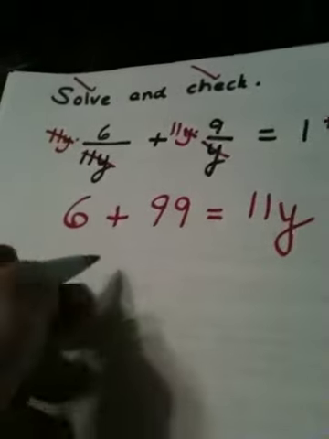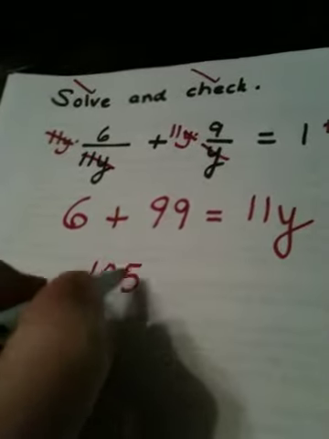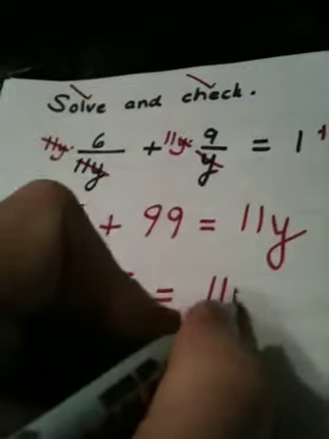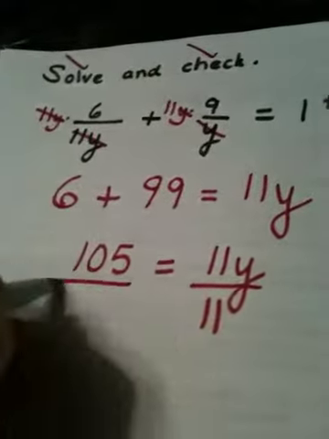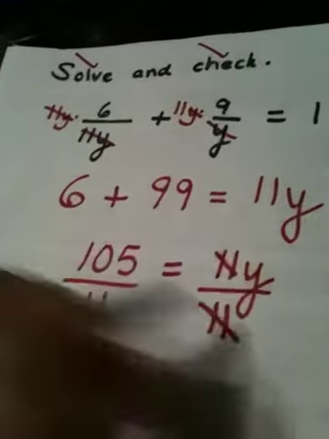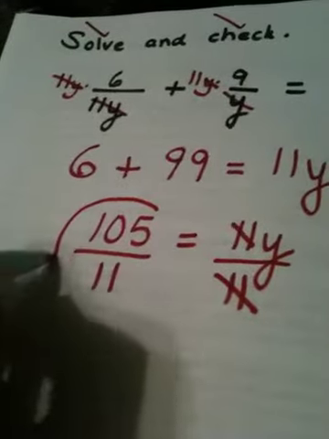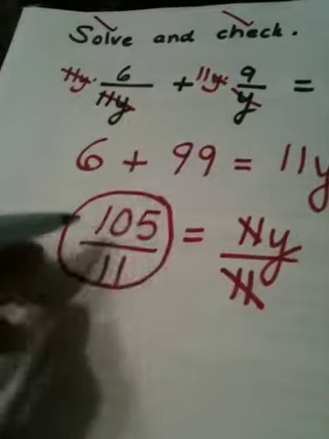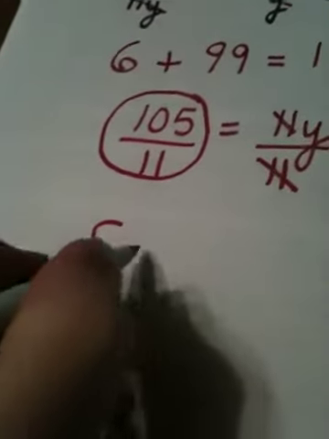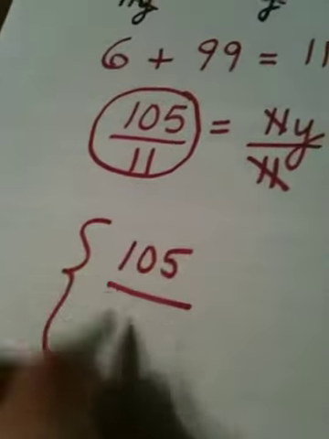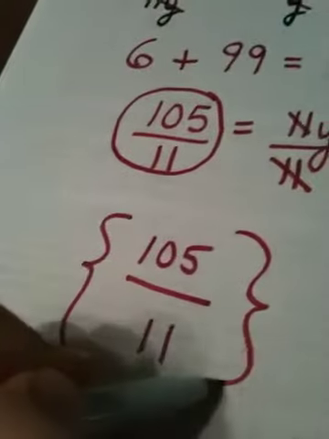When I collect like terms here, I have 105 is equal to 11y, and I finish dividing by 11. Now, my answer is 105 over 11, and the reason I accept that answer is because it is not my restricted value, and I know I did my work correctly. So the solution set to this problem is the set with the number 105 over 11 in it.